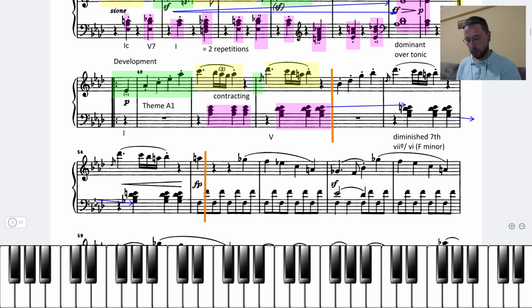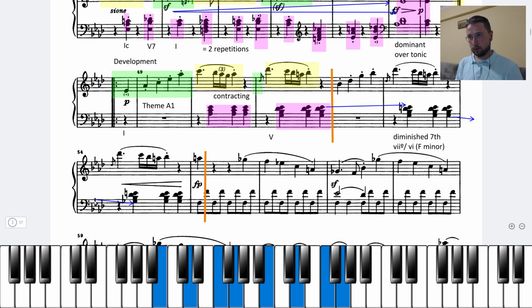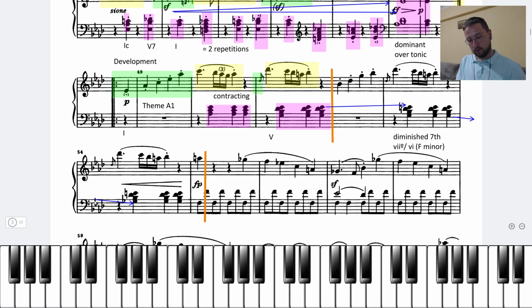Let's think we're in C major. We go to G dominant 7th, and then we end it in the dominant of D. So if we're in E major, dominant 7th, and there we go. So that's exactly what Beethoven does here with an augmented 6th chord.